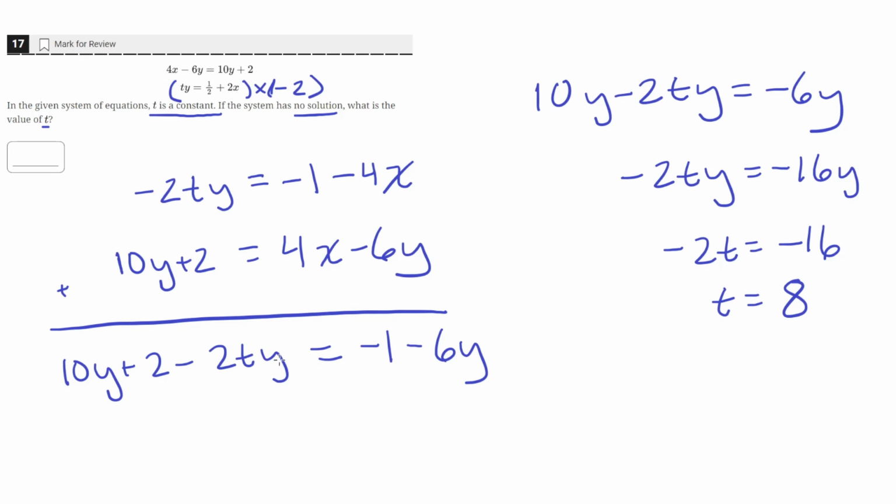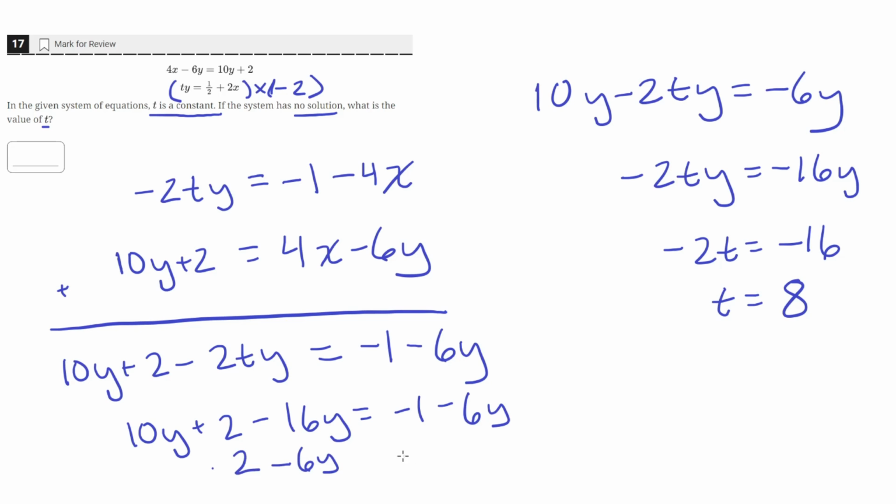So if we plug this back into our original equation here, we'll see that 10y plus 2 minus 16y equals -1 minus 6y. So then 10y minus 16y is equal to -6y, and there's a 2 here, equals -1 minus 6y. And then since -6y is on both sides, we can cancel those out, and we'll just be left with 2 equals -1, which is obviously false.